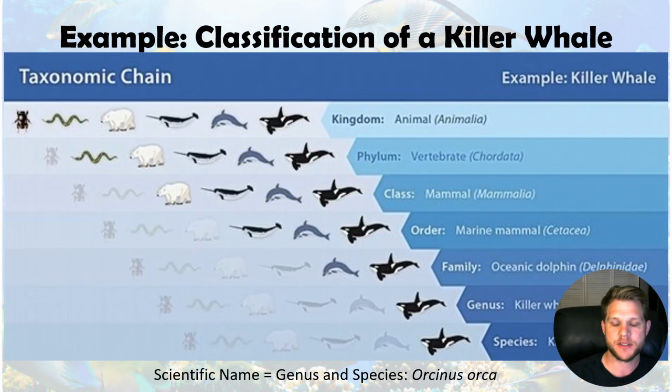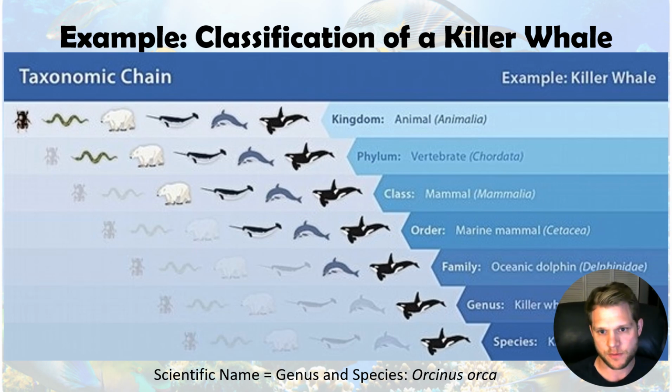Okay, so here is an example of a taxonomic classification. This is the orca. Orcinus orca is the genus and species. It's its taxonomic name. Of course, it's an animal, so it belongs to the kingdom Animalia, which is, of course, in the domain eukaryotes.